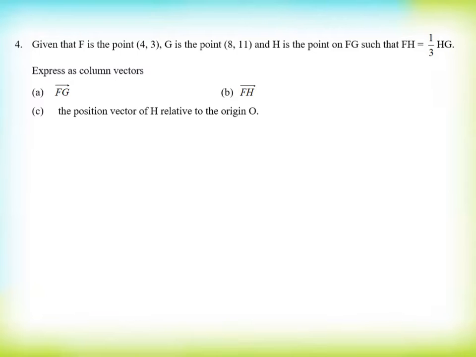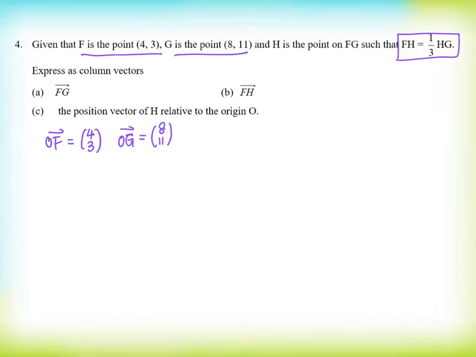Question number 4. Given that F is the point (4, 3). Now, the moment you read this, what do we need to know? We need to know that OF is the position vector (4, 3). What's the next piece of information? G is the point (8, 11). So immediately we know OG is (8, 11). And H is a point on FG such that, we see something with parallel and ratio. For this case, I'll write it as FH over HG equals 1 over 3.